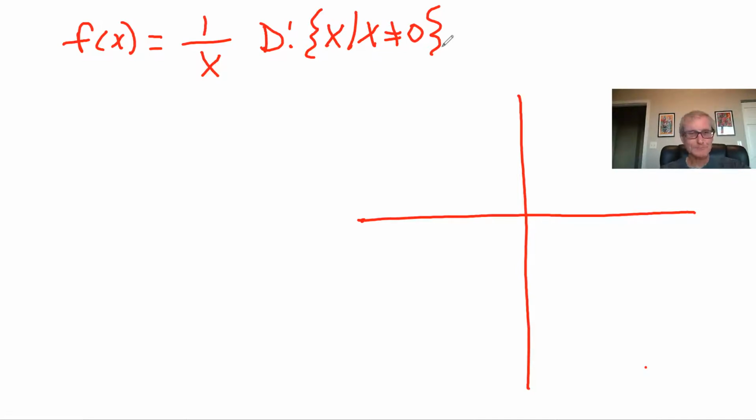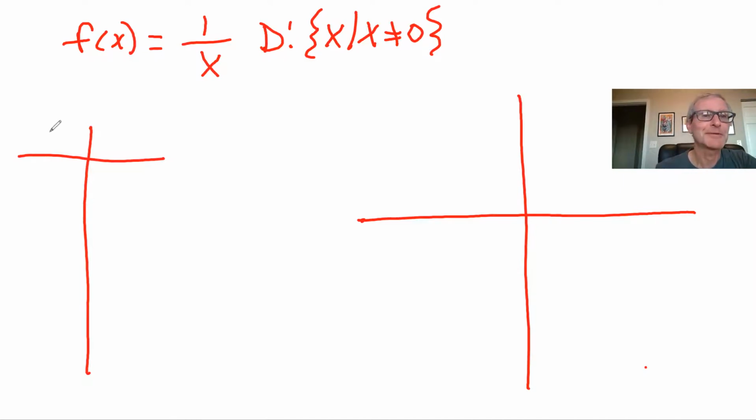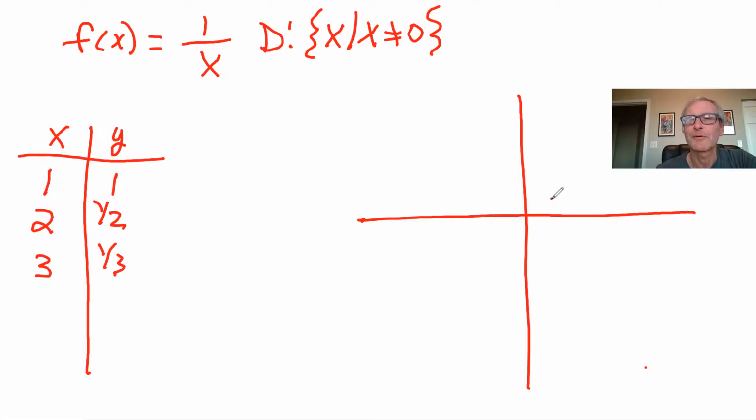Well, say we wanted to graph this thing, and you would just start plugging some numbers in. So what the heck? Let's just start plugging numbers in and see what we get. We can't plug in 0, so the best number to plug in is 1, and 1 divided by 1 is 1. If you plug in 2, that would be 1 over 2. If you plug in 3, that would be 1 over 3, and so on and so forth.